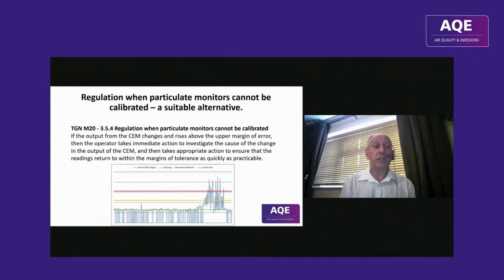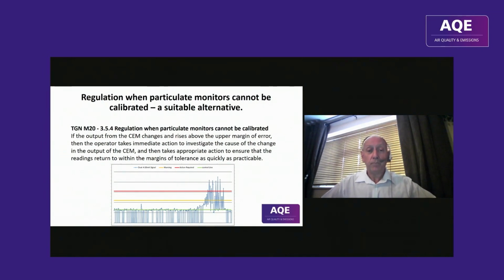So just to expand on section 3.5.4, if the output from the SEM changes and rises above the upper margin of error, then the operator takes immediate action to investigate the cause of the change, and takes appropriate action to ensure that the readings return to within the margins of tolerance as quickly as practicable.